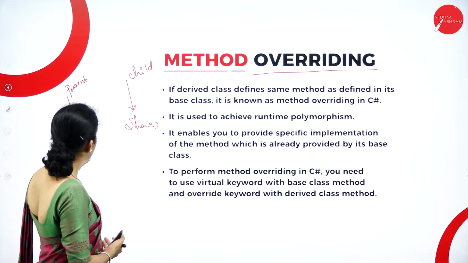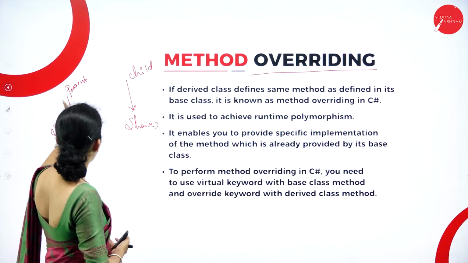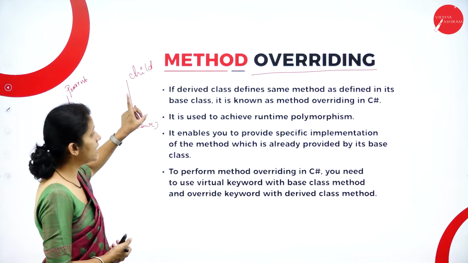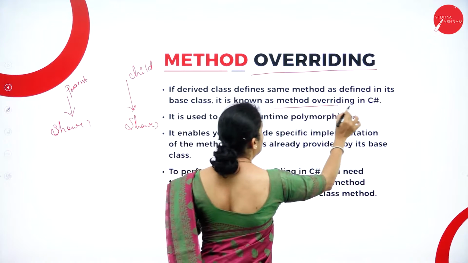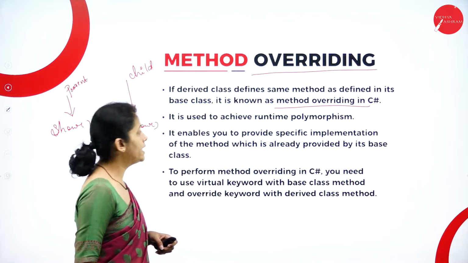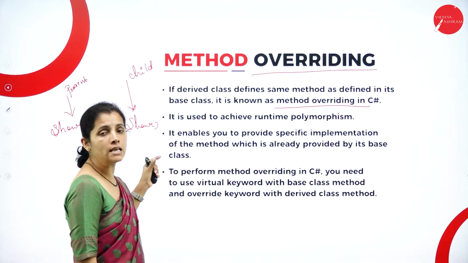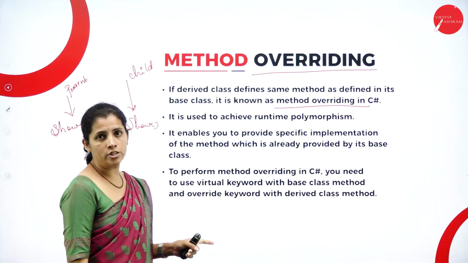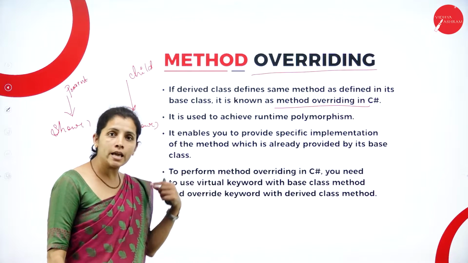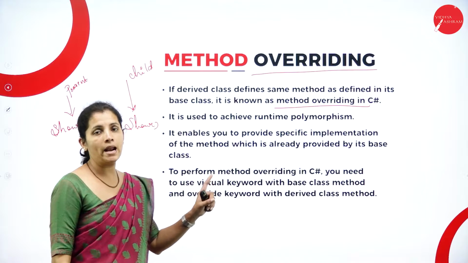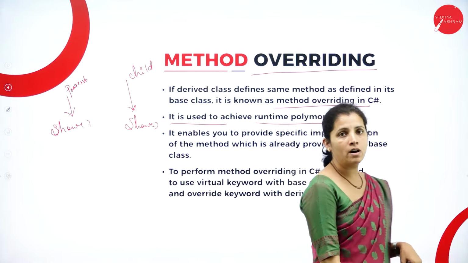When my program has the same method in both the parent class as well as the child class, then this is known as method overriding in C#. That means both methods present in the classes must have the same signature. So what is the same signature? That's nothing but the same return type, same method name as well as same parameters. It is used to achieve runtime polymorphism.